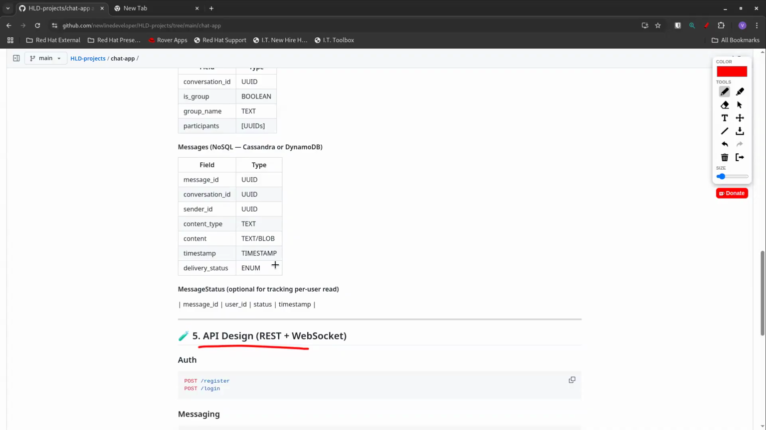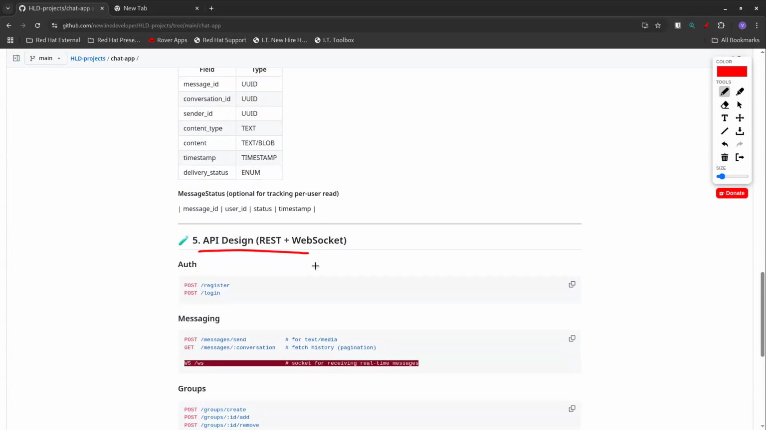Okay. And then the message status table: message ID, user ID, status, timestamp, optional for tracking per-user reads, what users have read it, that we can also keep. For example, in a group, a particular message is read by how many people and which people read the message. So that we can get the message info like this: the message ID, which user, whether they read or received it, and the timestamp of when. So these are the table-level structures we need.